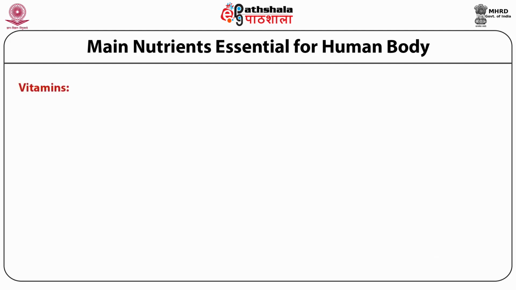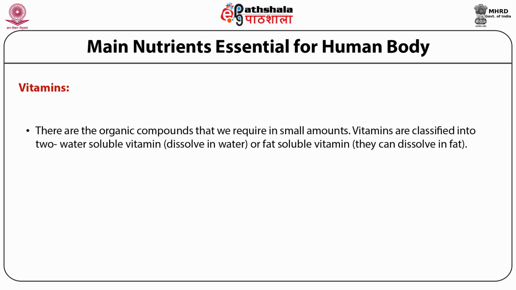What are vitamins? These are organic compounds that we require in small amounts. Vitamins are classified into two: water-soluble vitamins and fat-soluble vitamins. A total of 13 vitamins are essential for the human body. For humans, there are 4 fat-soluble, which are A, D, E, and K, and 9 water-soluble, 8 types of vitamin B, and then vitamin C.